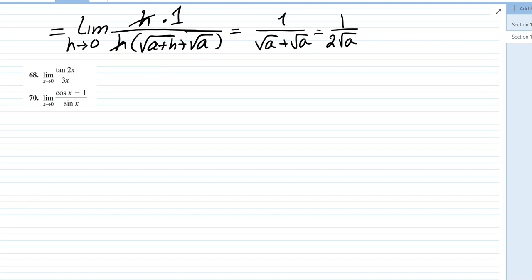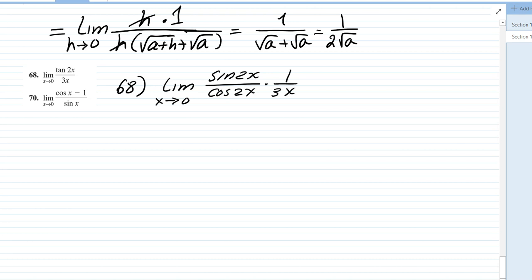So now, the only thing we had were the last two theorems involving sine x over x, and one of them was cosine x minus 1 over x. So everything in terms of trick problems needs to somehow be converted into those two. Okay, so let's begin with the tangent. Now we know tangent is the ratio of sine to cosine, right? So in number 68, I'm just going to write that as the limit as x goes to 0 of, instead of tan, sine 2x over cosine 2x times 1 over 3x. Okay, that's just the rewrite of tangent.